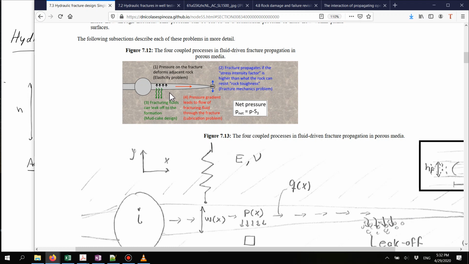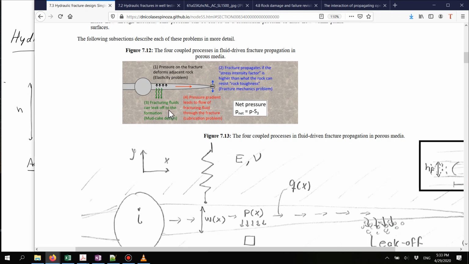Third, as this fracture is propagating, we're also going to have leakoff of the formation into the rock. This is going to be very important because, as you may imagine, there's going to be a gradient of pressure between the fracture and the formation, and that leakoff is going to be proportional to that pressure gradient and also to the permeability of the formation.